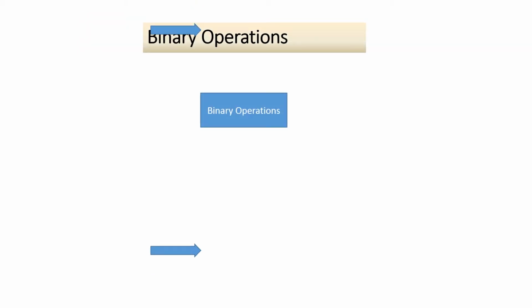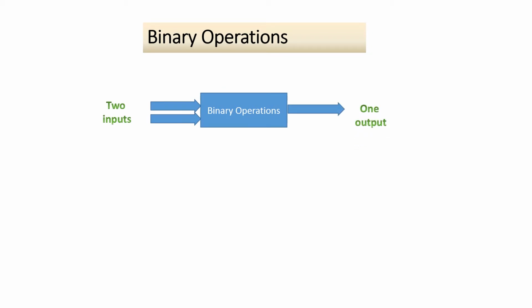Such operations that require 2 operands and produce one result are known as binary operations. Let's take an example of A plus B is equal to C. Here, in this expression for addition operation, 2 inputs A and B are given and the result will be stored in C. So C is single operand on the right-hand side of equation, and A, B are 2 operands on the left-hand side of the equation.